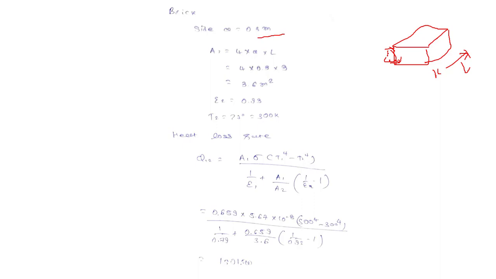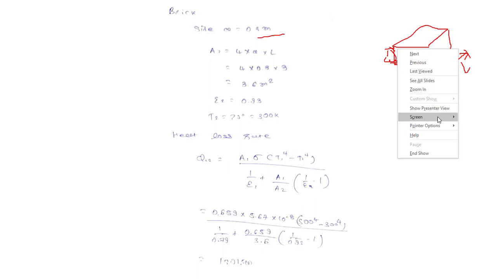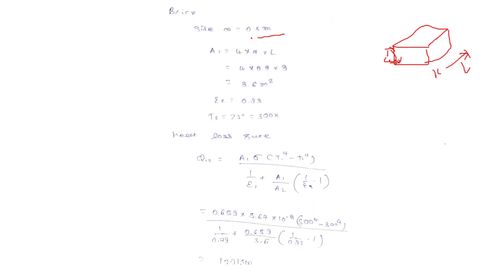So 4A into L is the equation for that, and for area we are putting A as 0.3, and length is 3 meter, it is given. So you get the area for brick as 3.6 meter square. Emissivity is given, and the temperature of that brick is 27 degrees centigrade plus 273, so we get 300 Kelvin.